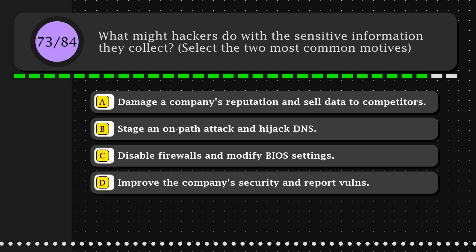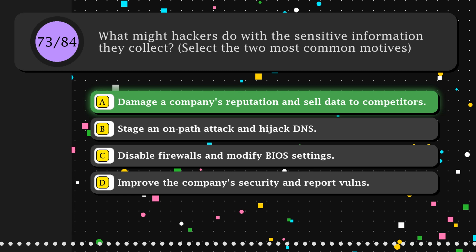Question 73. What might hackers do with the sensitive information they collect? Select the two most common motives. Option A, damage a company's reputation and sell data to competitors. Option B, stage an on-path attack and hijack DNS. Option C, disable firewalls and modify BIOS settings. Option D, improve the company's security and report vulns.